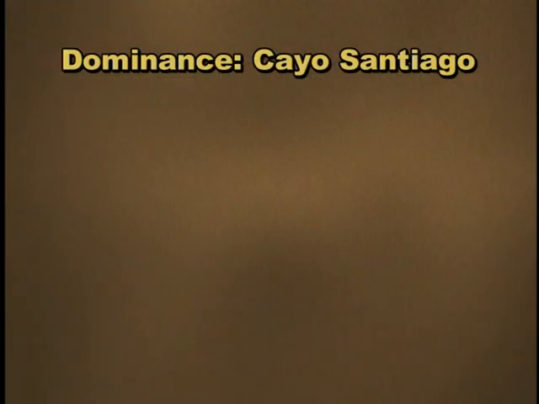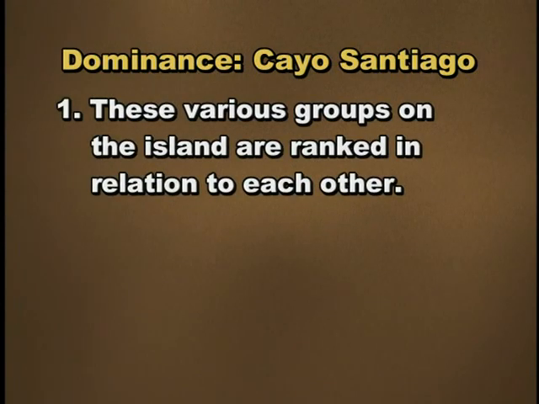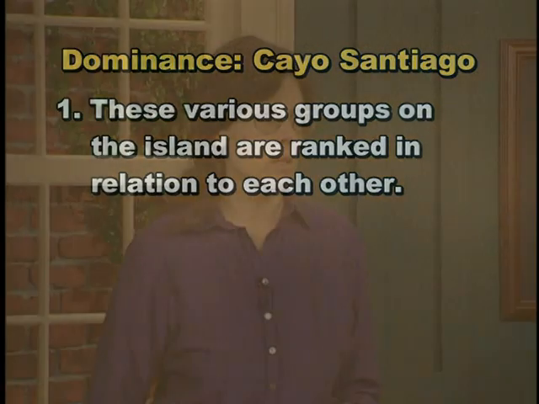There are 3 basic facts that have emerged from Berard's and other scientists' data on dominance among the rhesus monkeys of Cayo. First, these various groups on the island are ranked in relation to each other. The rule seems to be that the bigger groups are dominant to the smaller ones. And there isn't a lot of fighting here. The bigger groups simply can push the little ones off a path or away from resources. If 2 groups are relatively similar in size, there may be more actual aggression and fighting to determine who gets rights to a certain area.